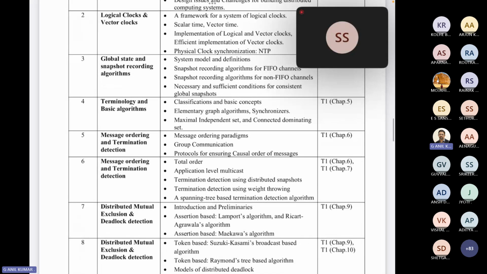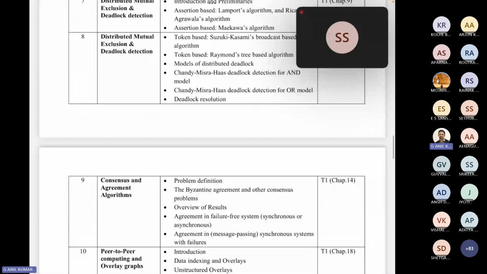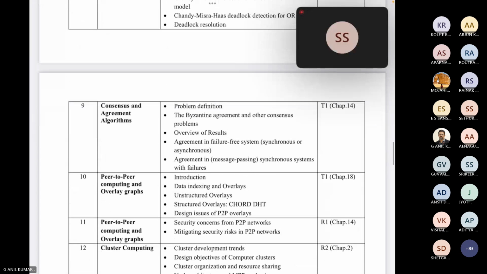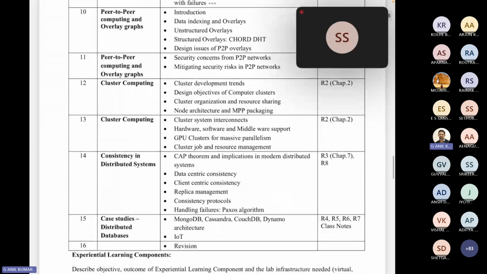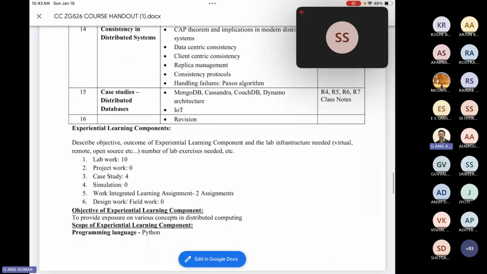So the entire content is spread across 16 contact sessions. Till midterm it would be eight contact sessions of content, so probably about 4 or 5 modules. Then for the comprehensive exam, you have the entire content. We'll see about that also at a later point.